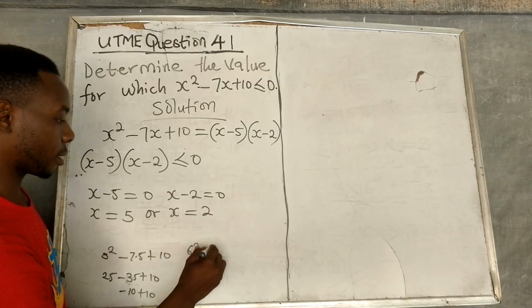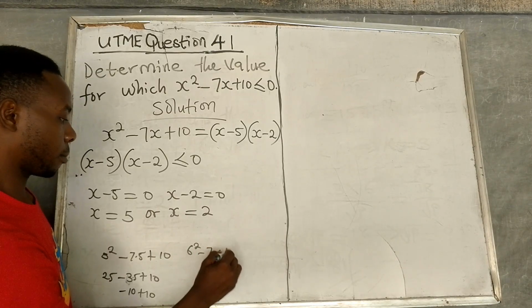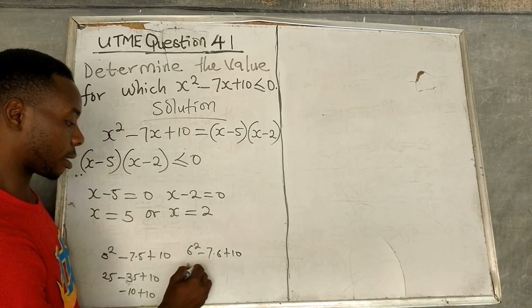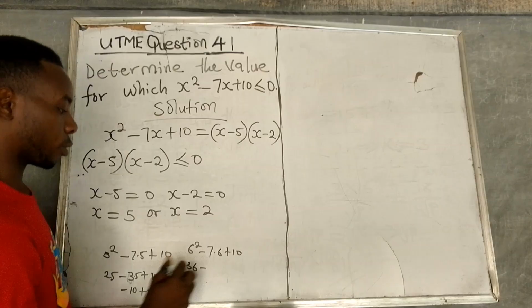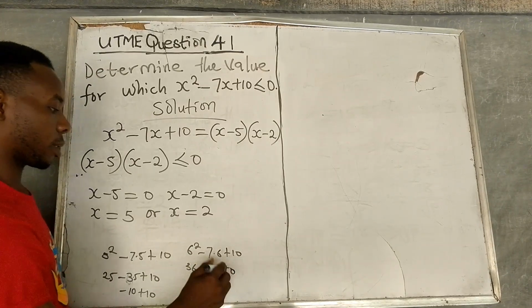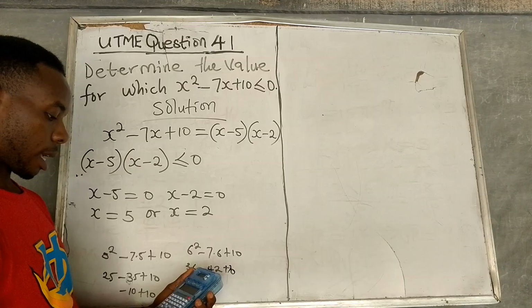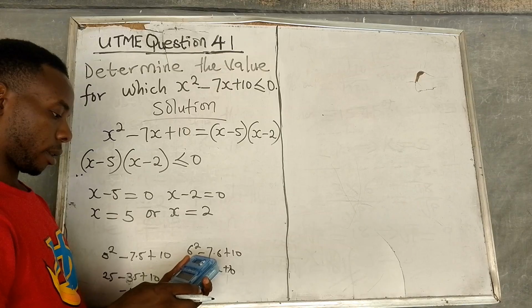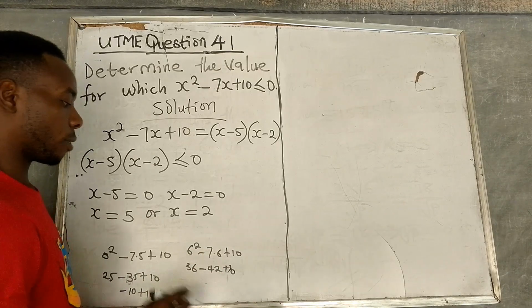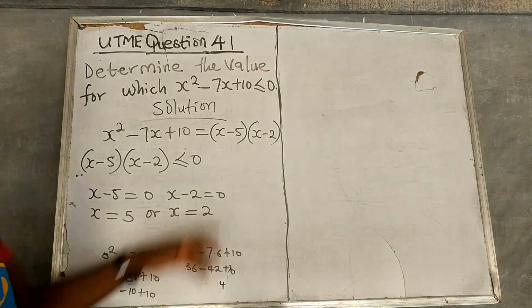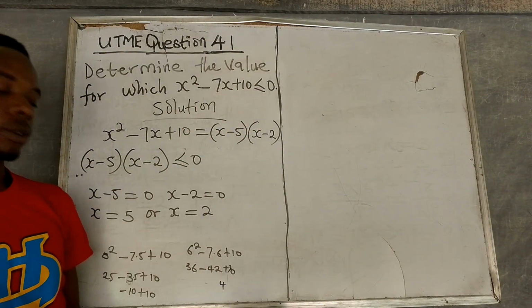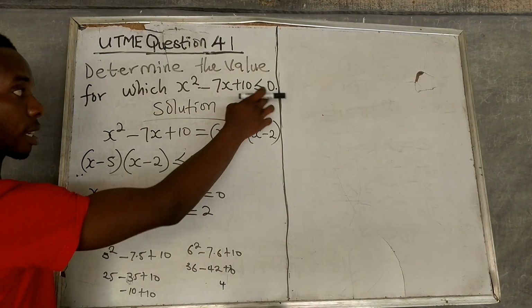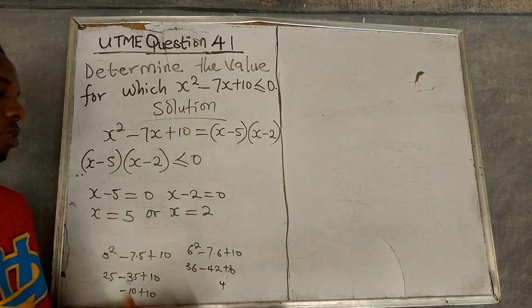6 squared minus 7 multiplied by 6 plus 10. 6 squared is what? This is 6 times 6, which is 36, minus 7 times 6, which is 42, plus 10, right? So 36 minus 42 plus 10 will give us 4. So you can see that it will give us 4. But 4 is not less than 0. So anything greater than 5 will give us something that is greater than 0. So anything greater than 5 is excluded from this range.